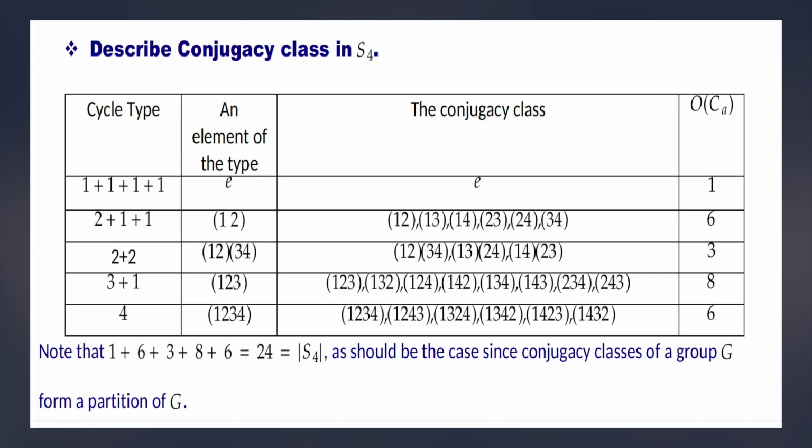Note that 1 plus 6 plus 3 plus 8 plus 6 is equal to 24, the cardinality of S4, as should be the case since the conjugacy classes of a group G form a partition of G.